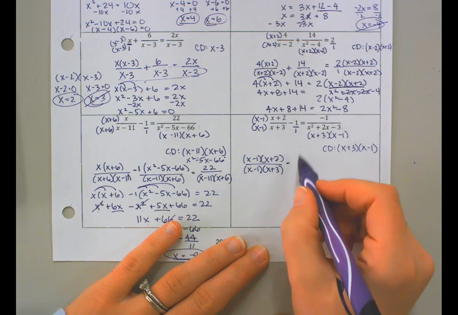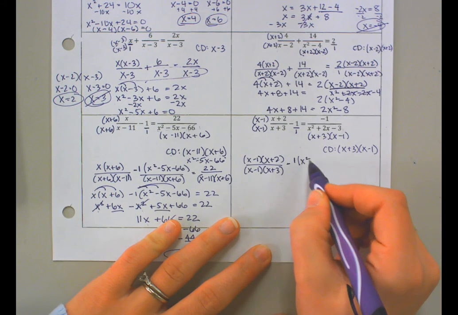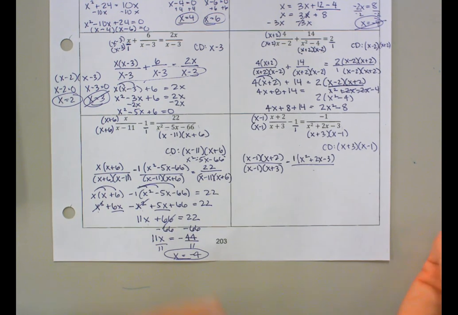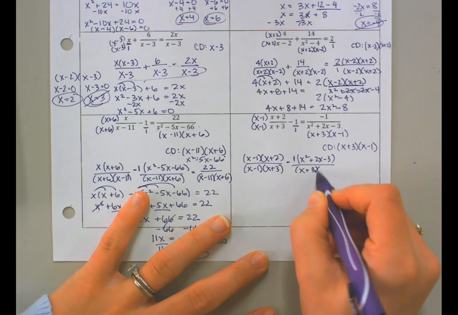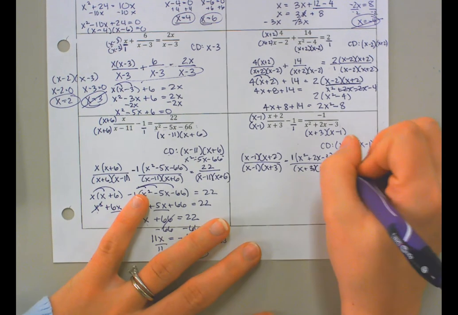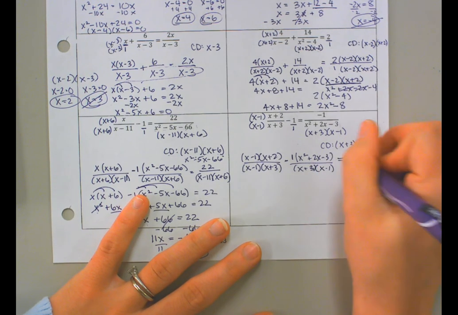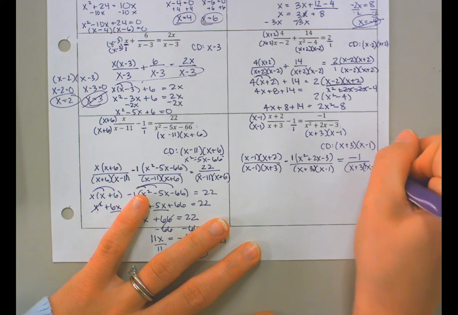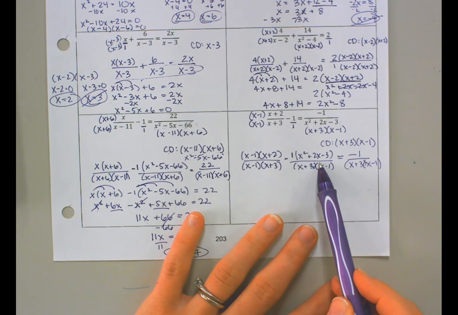So instead of writing it in factored form, write it in standard form, and that saves you a step at the top. It'll save you some multiplying. And then that's x plus 3 times x minus 1. And then the last fraction already has both, so I just keep it as negative 1 over x plus 3 times x minus 1. If you want to write this in factored form at the top, that's fine.